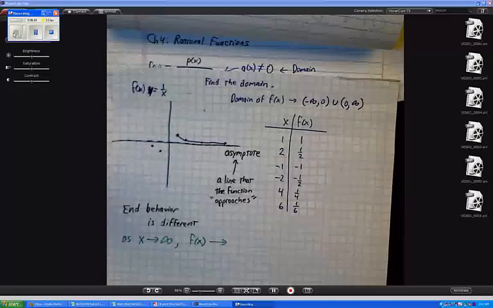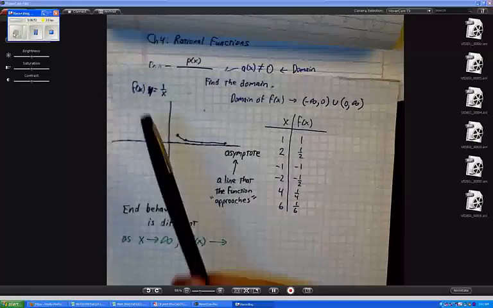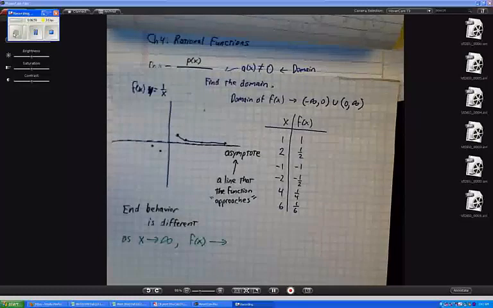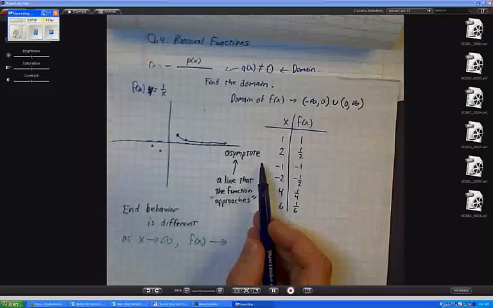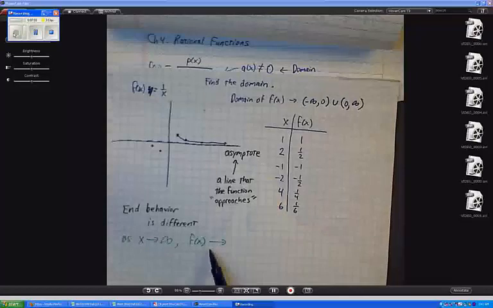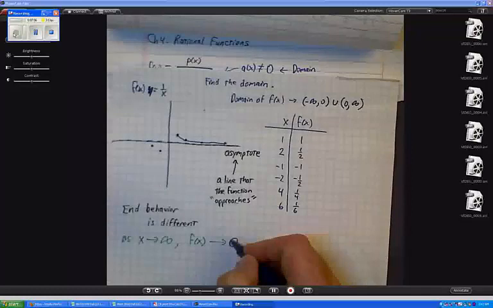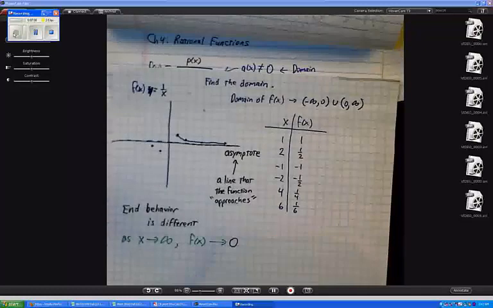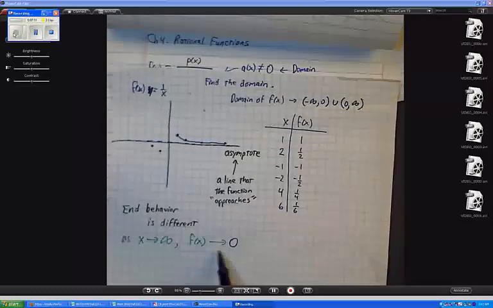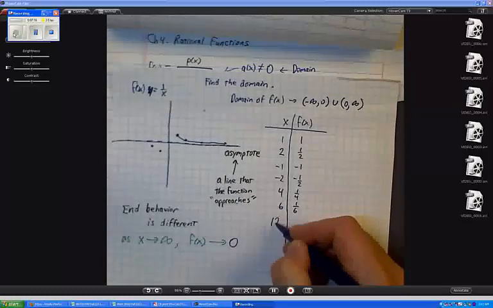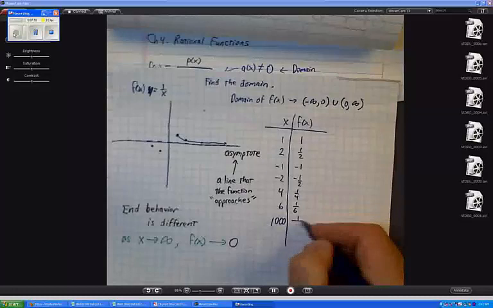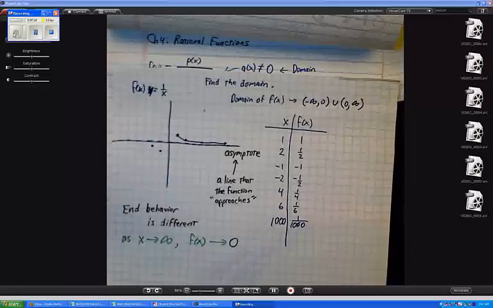Well, what happens in the function 1 over x as x approaches infinity? Well, because it has a horizontal asymptote, f of x is actually going to approach what? 0. The output gets closer and closer to 0 as the input gets bigger and bigger. For example, if I put in 1,000, my output is 1 over 1,000. Do you guys see that? Who's with me so far? Good.